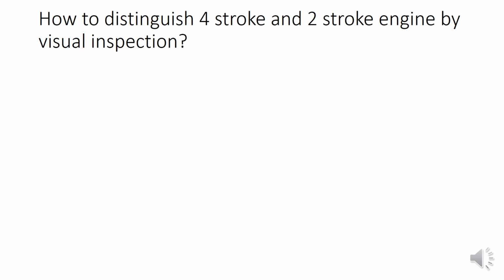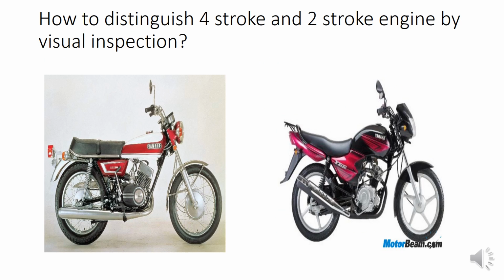And finally, how will you distinguish a four-stroke engine and a two-stroke engine? See here, you have two vehicles by the same manufacturer, Yamaha. This is the Yamaha RX100. This is another Yamaha bike. One is two-stroke, one is four-stroke. So how will you identify that, just visually?